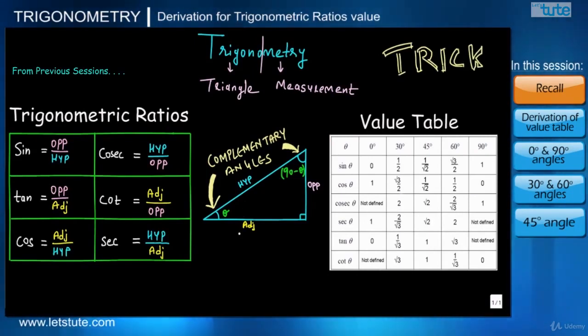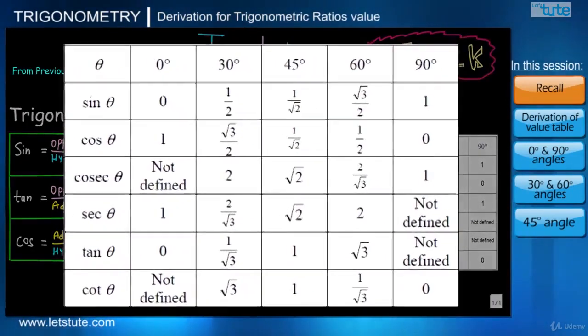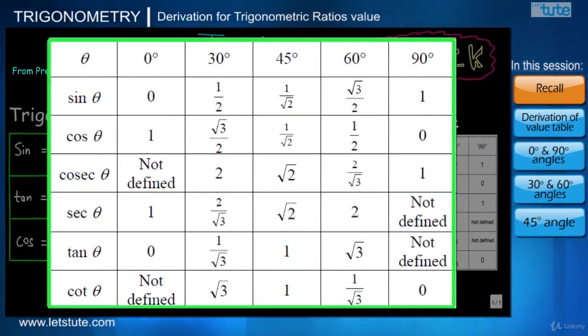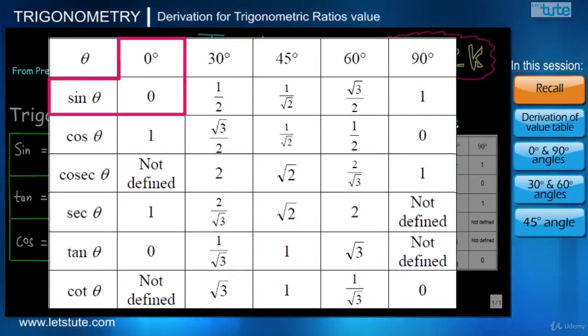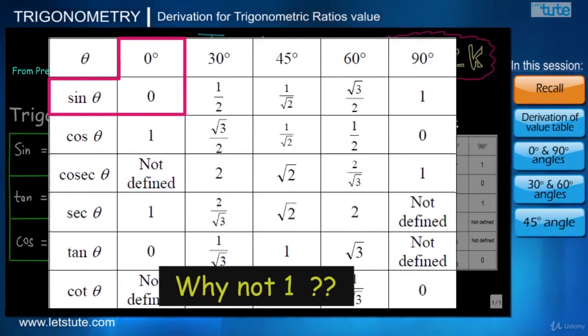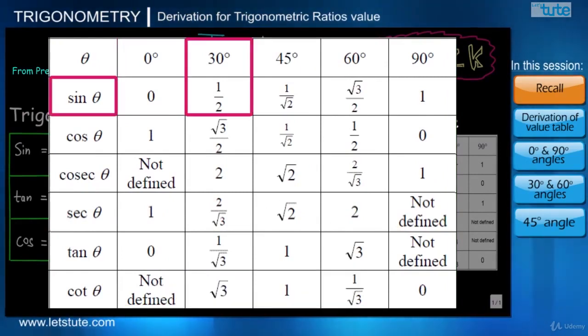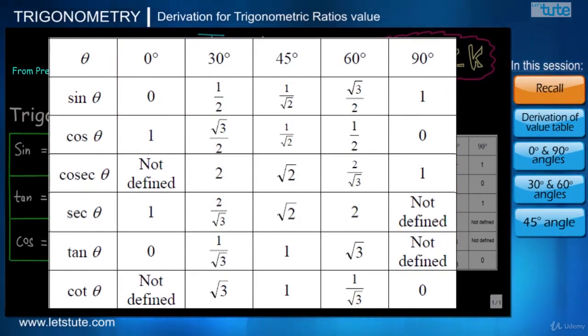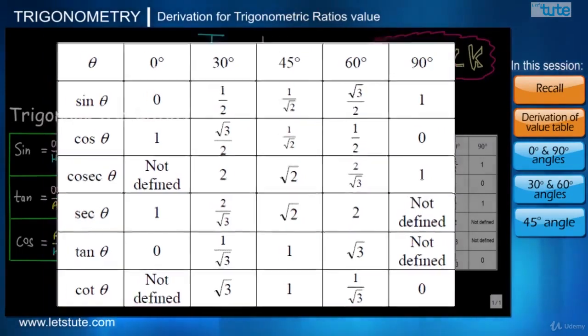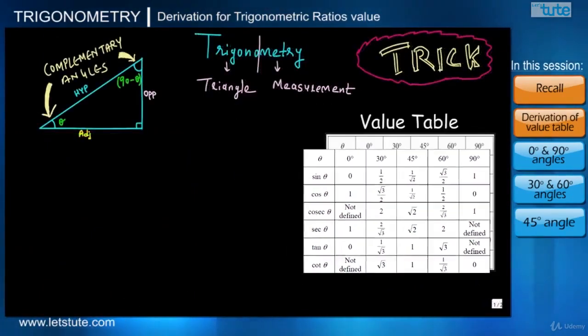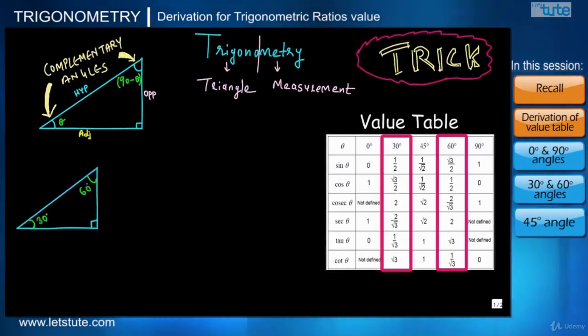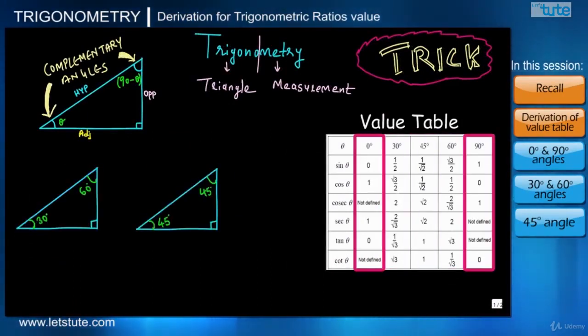But being a mathematics learner, we would always be keen to know the logic behind the things that we learn and use in our life. And therefore here, even if we know the trick and value table, we would like to know the logic behind it. That is, why we say sine 0 is 0 and why not 1? Why sine 30 is 1 upon 2 and so on. Therefore, in this session we are going to understand how this value table is derived. And we will learn in pairs of complementary angles, that is 30-60, 45-45 and 0-90.